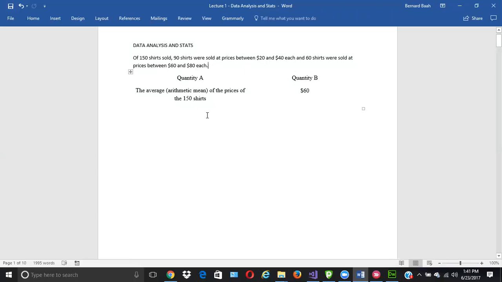And if both cases are lower than, for example, 60, quantity B, then it means that quantity B will always be greater. If both cases are always greater than quantity B, then quantity A is greater. So let's see how we can go about this.